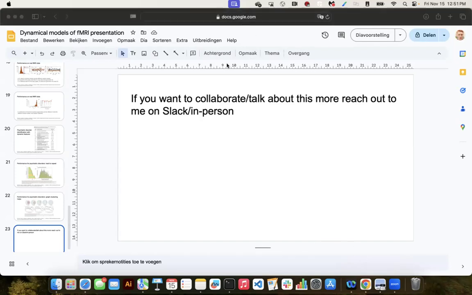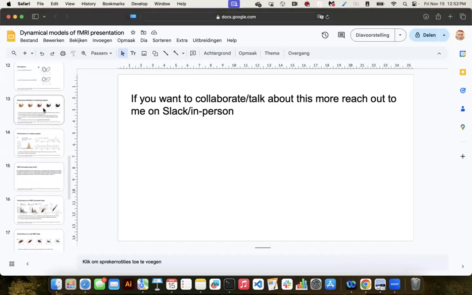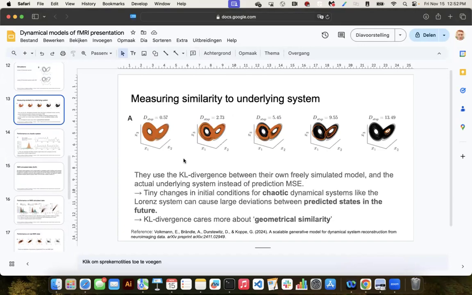You mentioned some way to measure geometric similarity. What was this paper? I will take a look at what the exact paper is where they introduced this, but they use this in all of their papers essentially now.